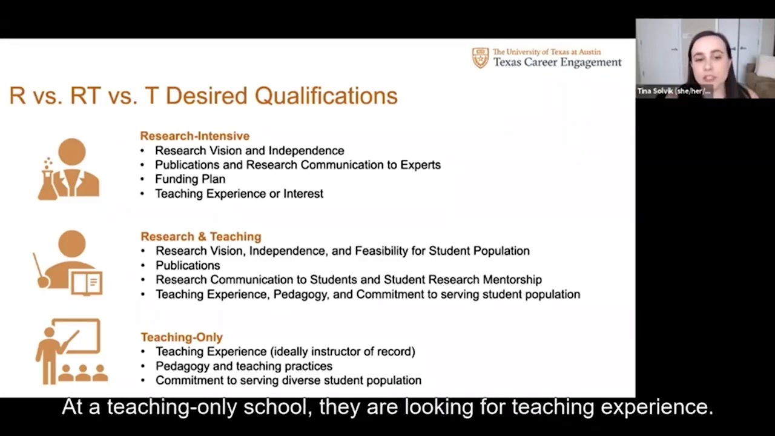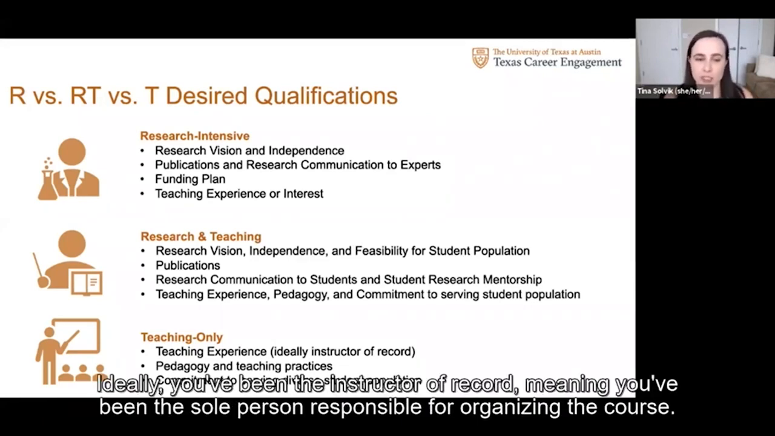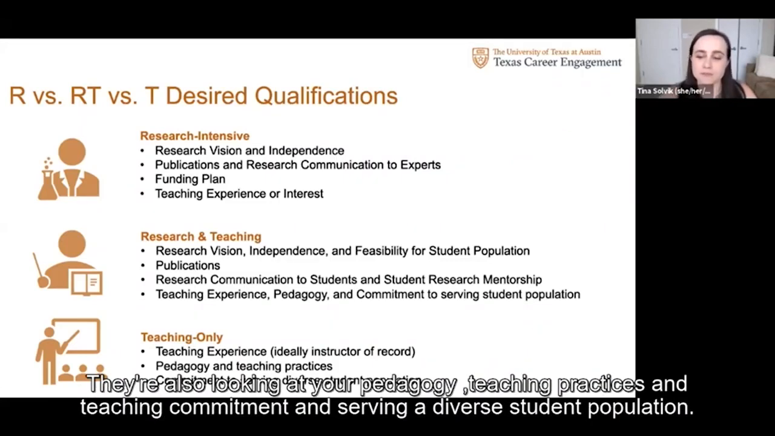At a teaching-only school, they are looking for teaching experience. Ideally, you've been the instructor of record, meaning you were the sole person responsible for organizing a course. We're also looking at your pedagogy and teaching practices and your commitment to serving a diverse student population.